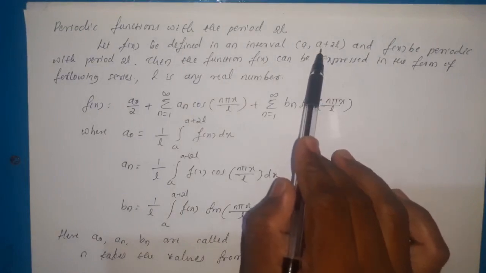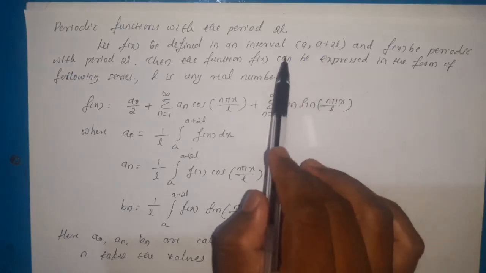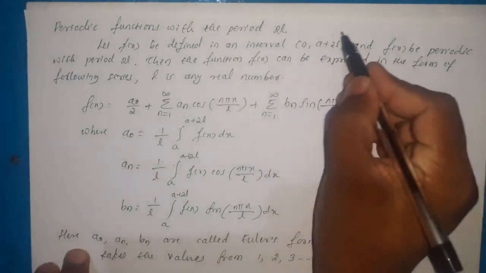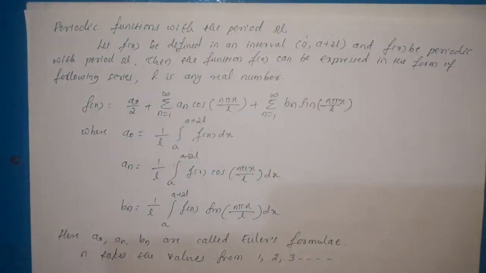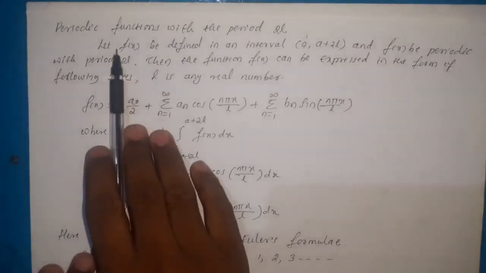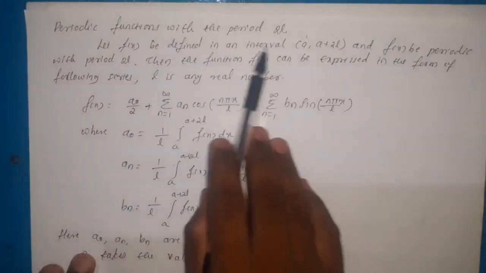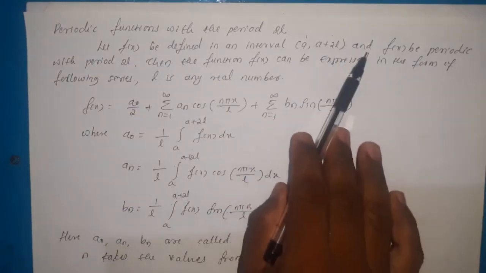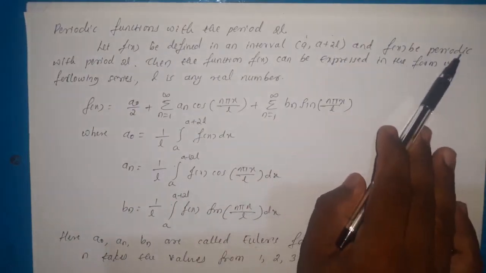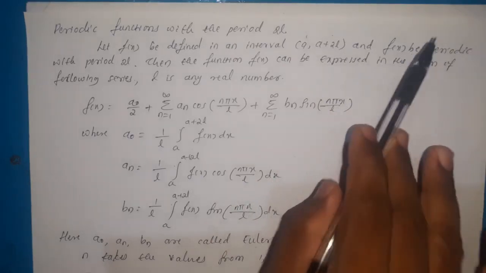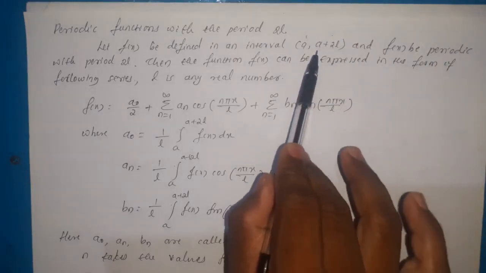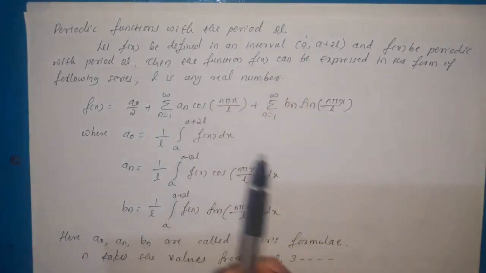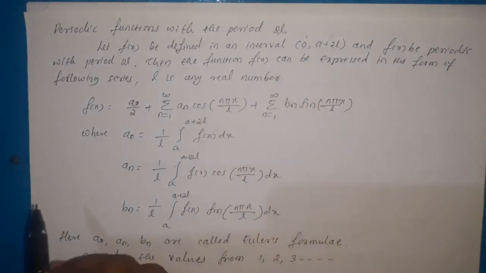If you consider the length of that interval, length means upper limit minus lower limit, so that will give the length of the interval. Here the length of the interval can be considered as the period of the function if the function is periodic. So let f of x be defined in the interval a comma a plus 2L and f of x be periodic. If f of x is periodic, then only the length of the interval is called the period of the function. Otherwise we cannot say that the length of the interval is the period of the function.